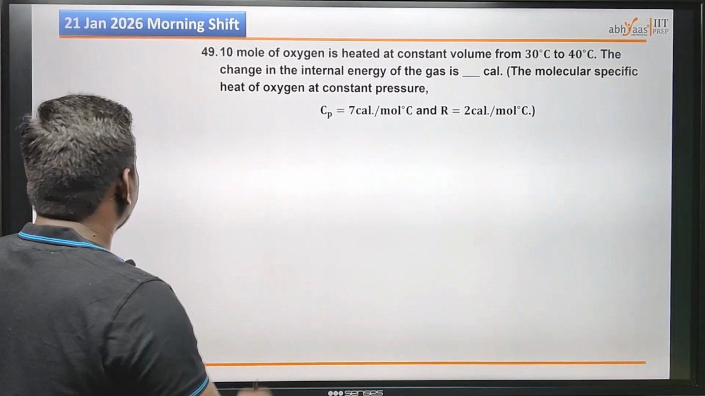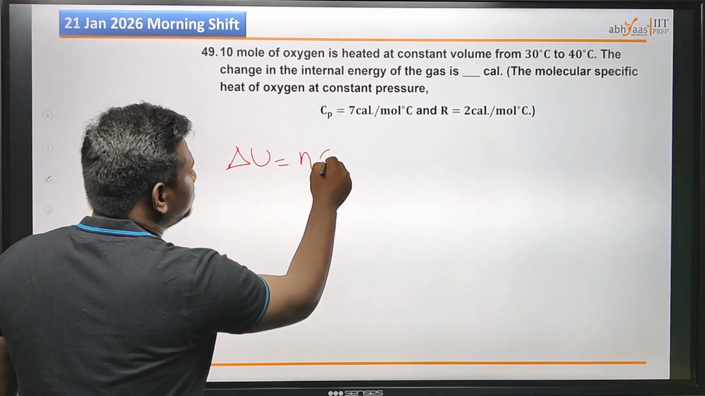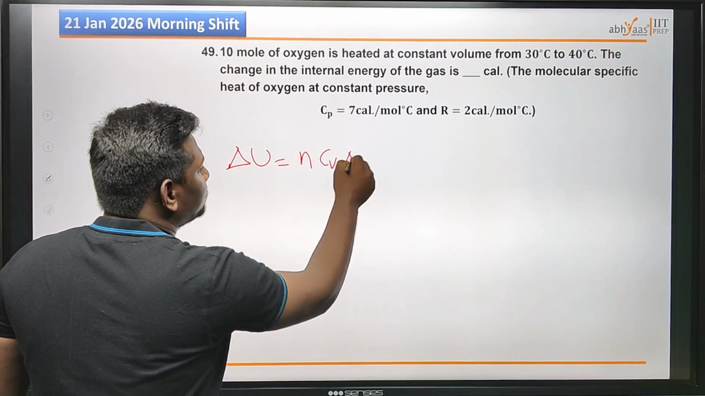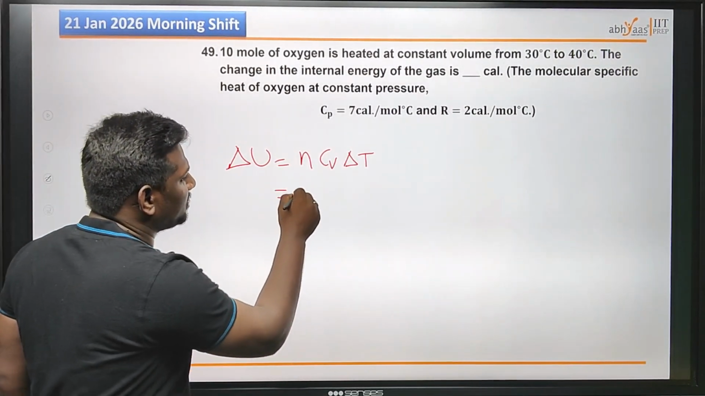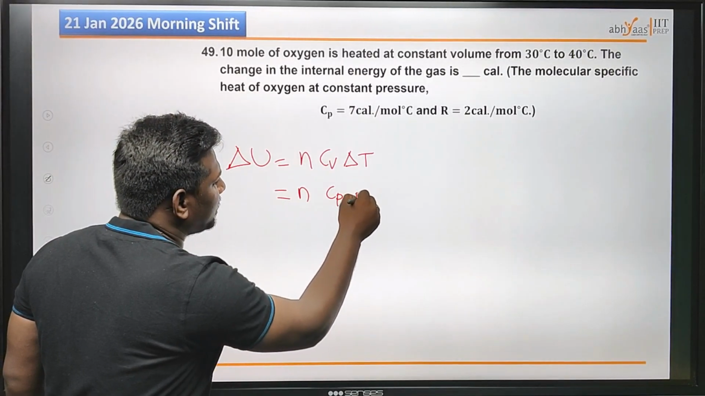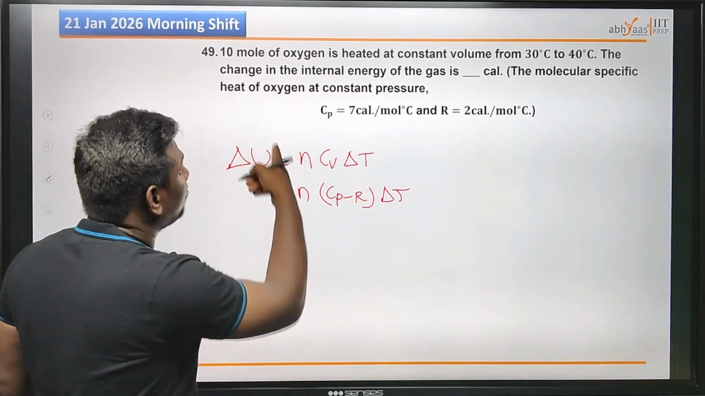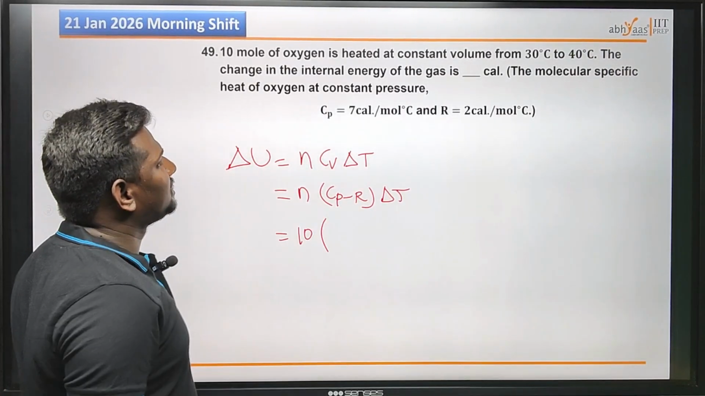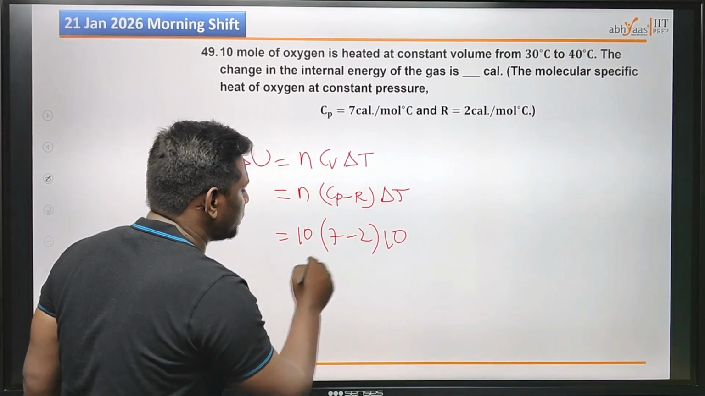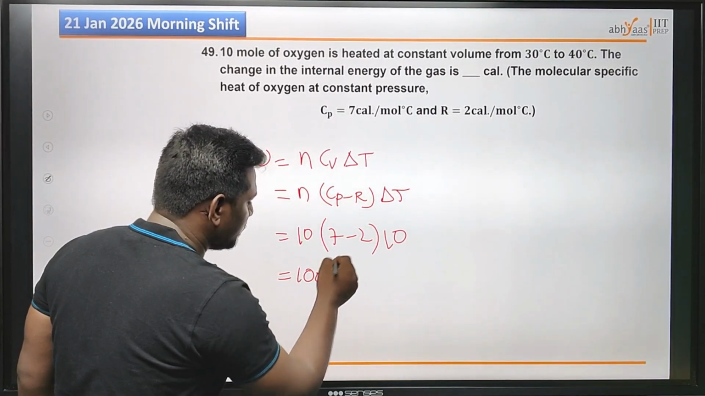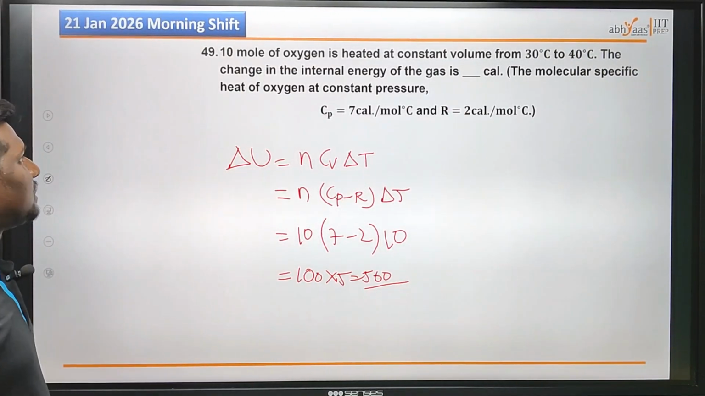So very simple formula. The internal energy can be written as delta U equals n Cv times delta T. How to replace this Cv? So Cv can be written as Cp minus R, into delta T. What is delta T? Change in temperature, 10. What is the number of moles? 10. So what is Cp? 7. 7 minus 2. What is R? 2. So this is also 10. So 10 into 10, 100. 100 into 5. So 500 is the correct answer.